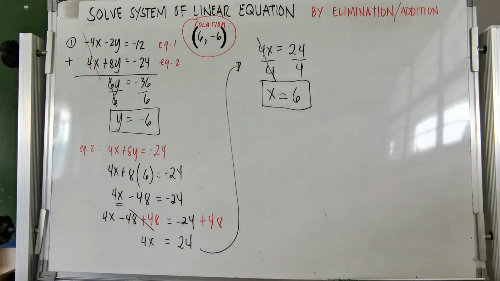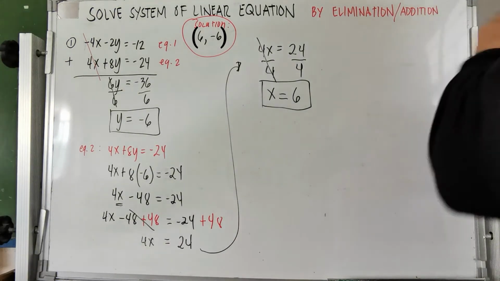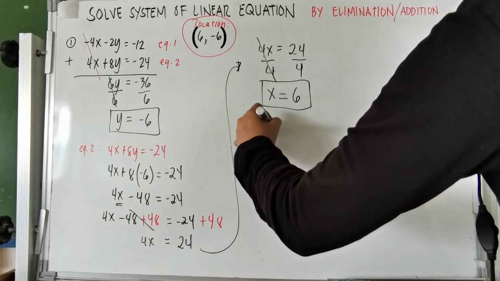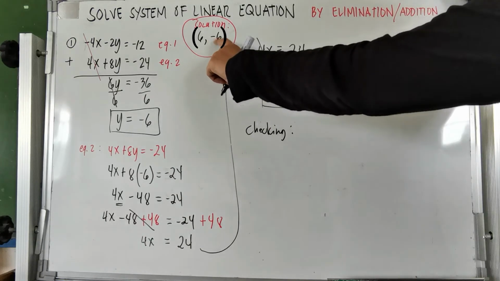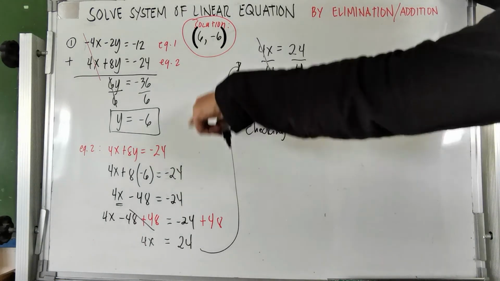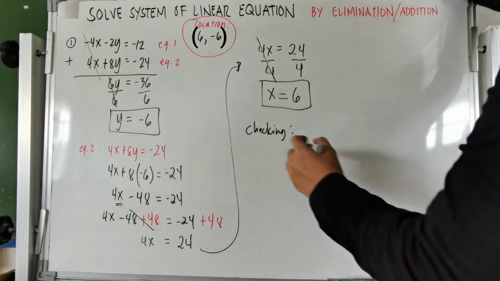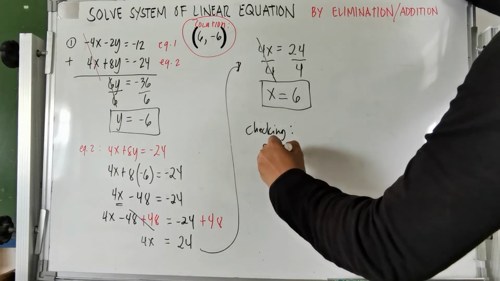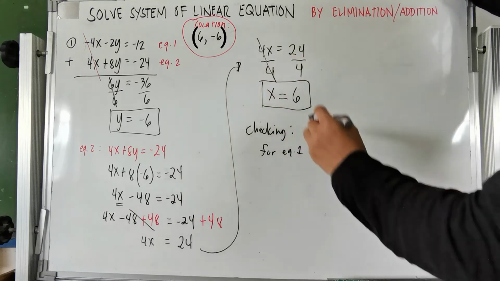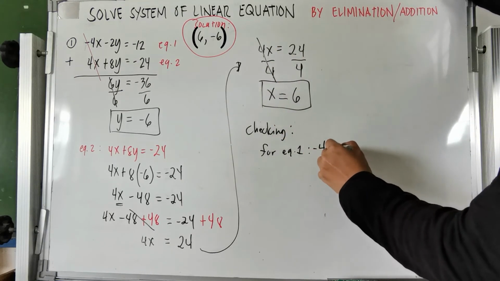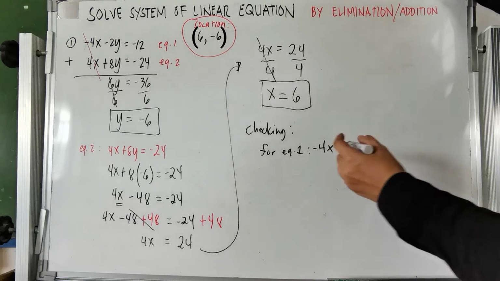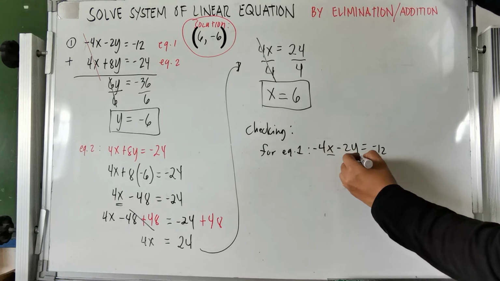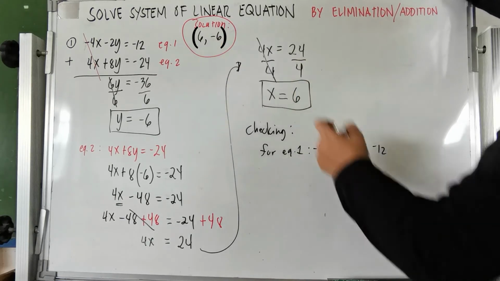Now, for us to check, tama ba talaga yung solution na nakuha natin? Pwede rin natin siyang i-check through the process of substitution. So, i-substitute lang natin yung value na nakuha natin for x and y for both of our equation. So, unahin natin yung equation 1. We have negative 4x minus 2y equals negative 12. So, instead of writing x and y, substitute na natin yung 6 and negative 6.